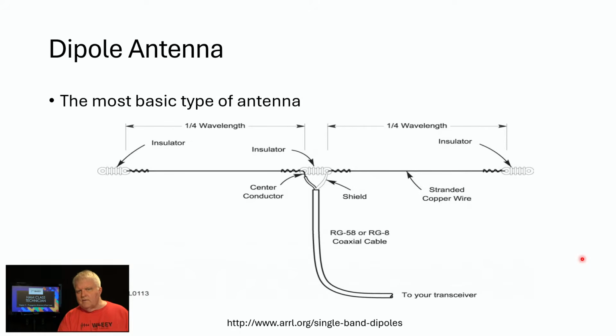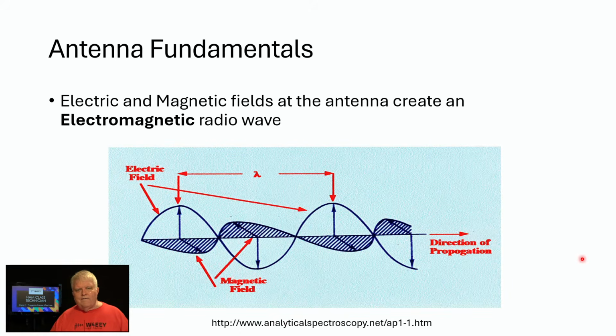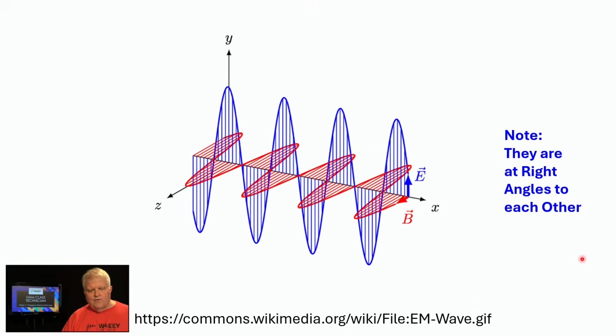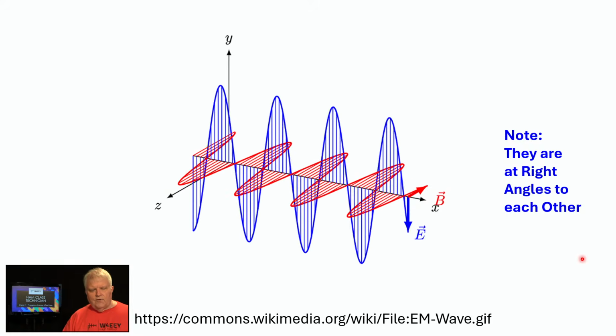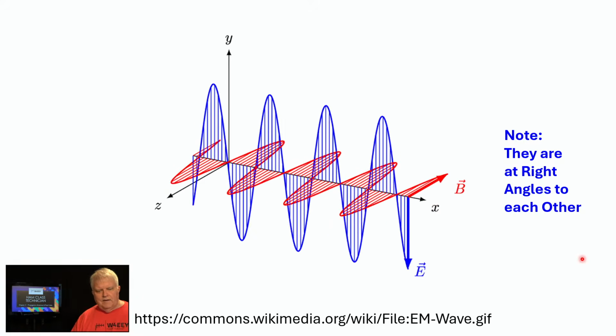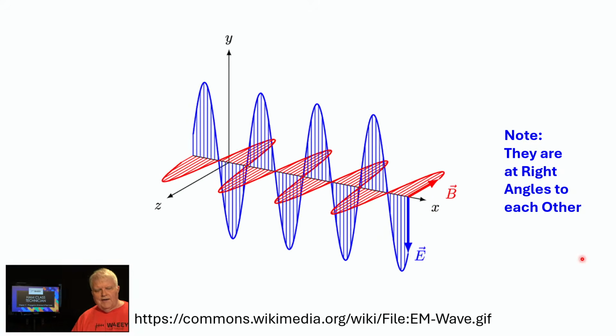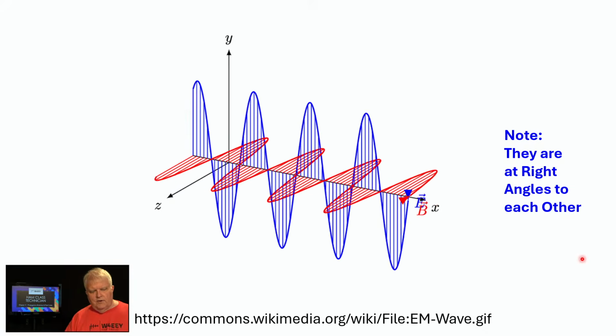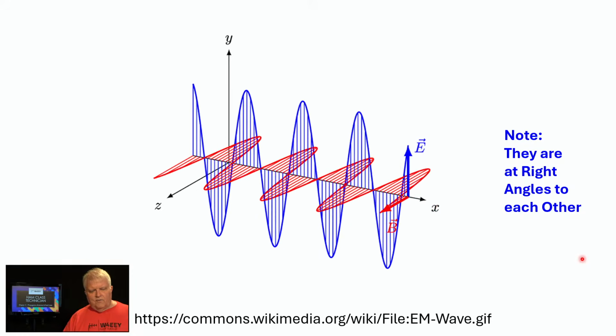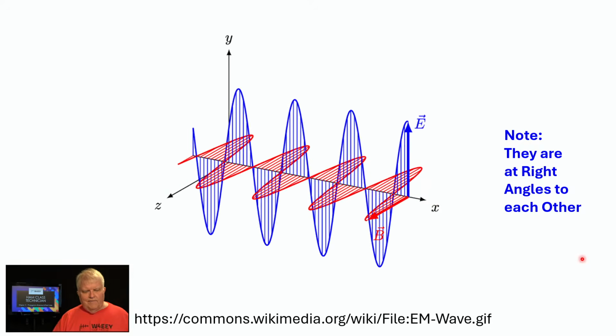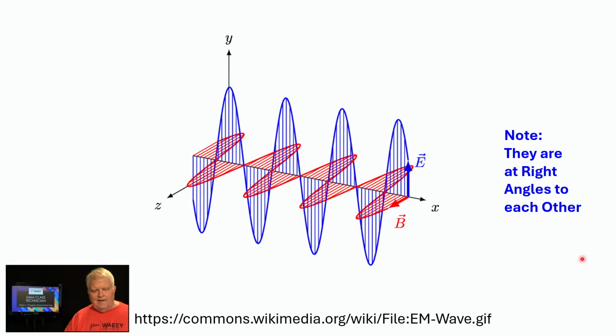We mentioned that radio waves are electromagnetic waves. They consist of an electric field and a magnetic field, and they are at 90-degree angles to each other. The interaction of these two fields creates the electromagnetic wave. This is graphically how it looks. In this case, the E field is the one going up and down, and the magnetic field, or the B field, is going side to side.